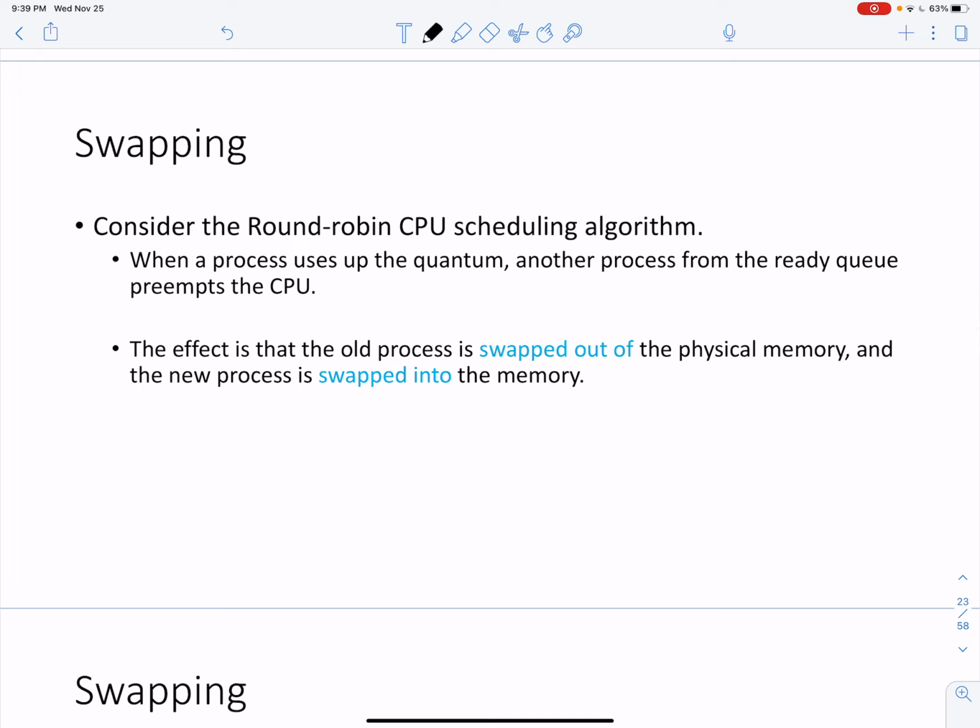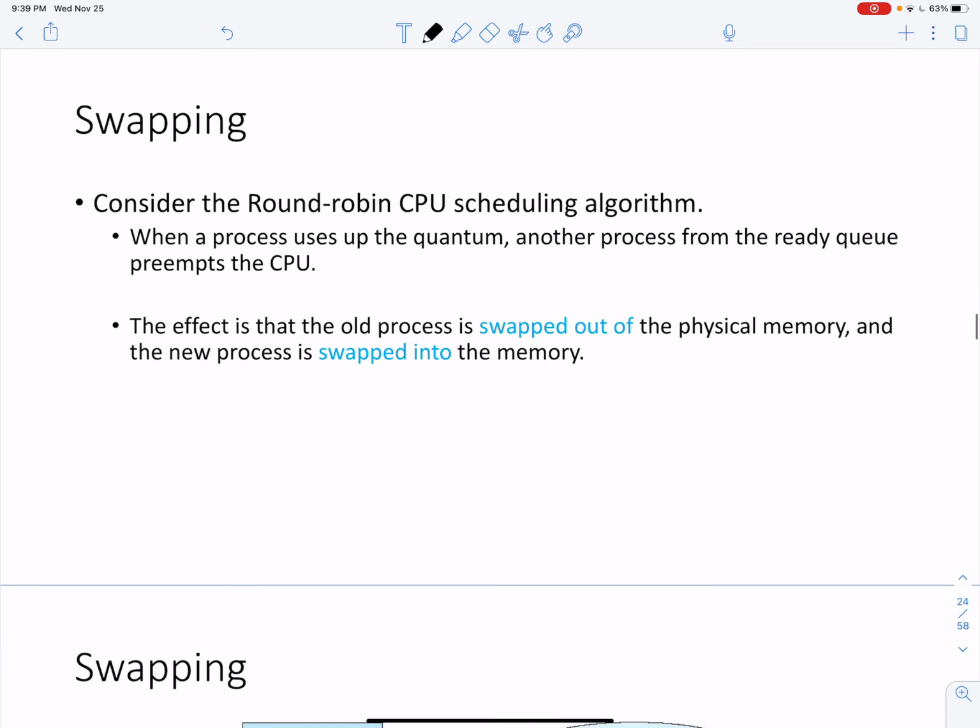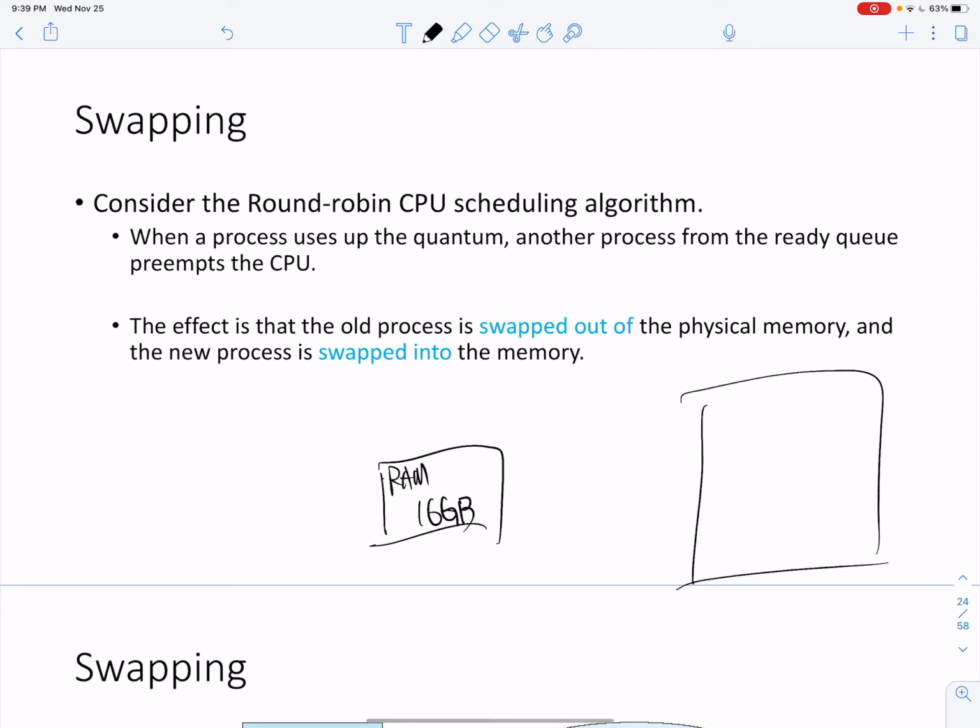So suppose here we only have a RAM of 16 gigabytes, and then we got a hard drive, let's say 1 TB. And then suppose that today you just download a very big video game. Just for example, 50 gigabytes. I don't know if there is a game which needs 50 gigabytes.